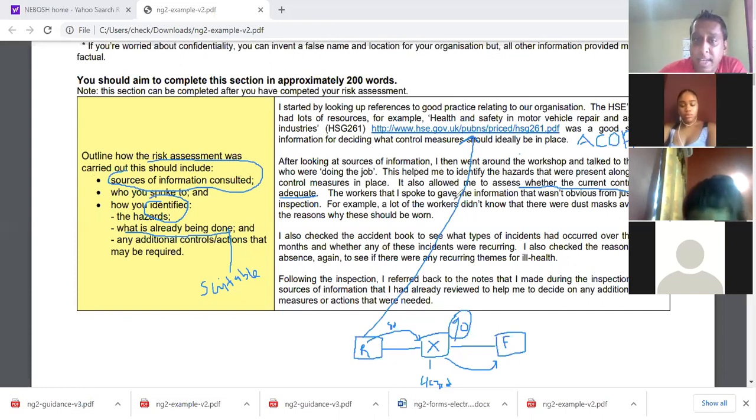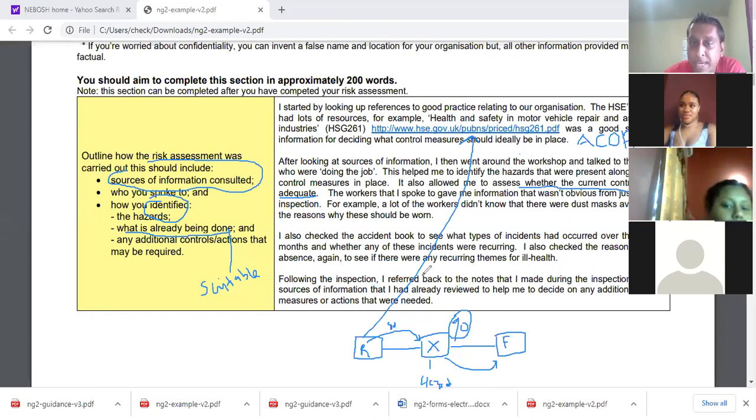The workers that I spoke to gave me information that wasn't obvious from just a visual inspection. For example, a lot of the workers didn't know that there were dust masks available or the reason why they should be worn. I also checked the accident book to see what types of incidents had occurred over the last 12 months and whether any of these incidents were reoccurring. I also checked the reasons for sick absence again to see if there were any reoccurring themes for ill health.